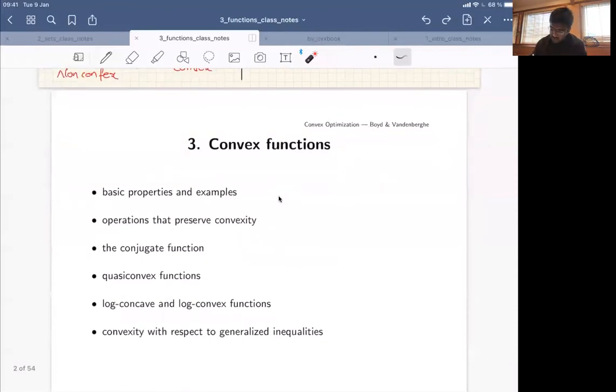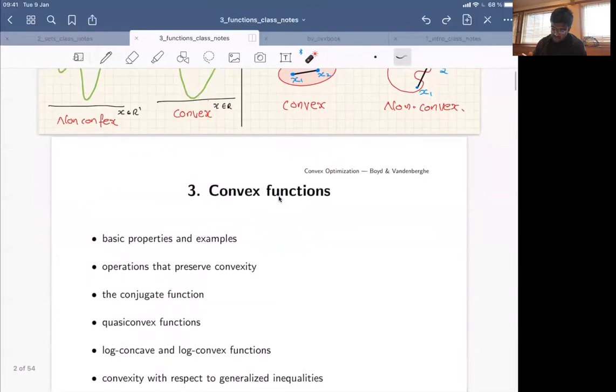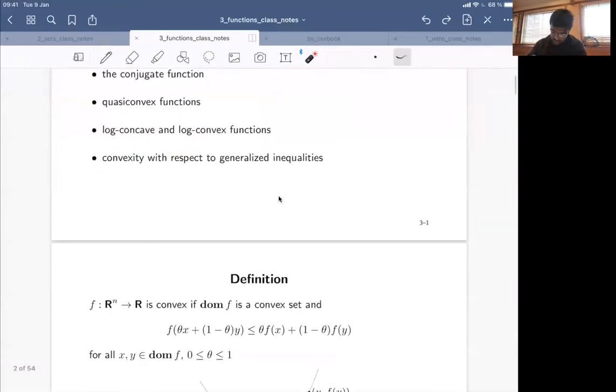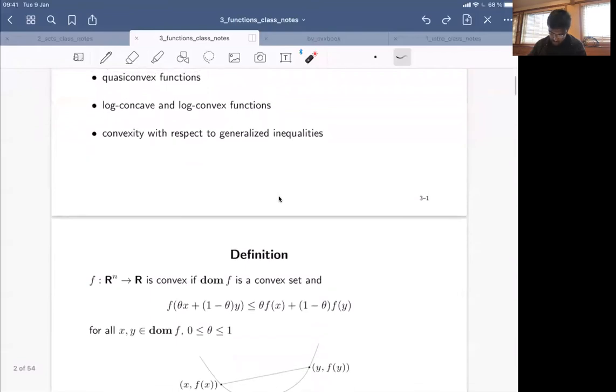As we already did for convex sets, here also we will first define what a convex function is. How can you formally say that a function is convex or not? Then we will go through some operations that preserve convexity, like how you can decompose your function into small functions that are convex, and then compose a bigger function using those smaller functions, and then you know that it's convex. So this is the learning process that we are going to see.